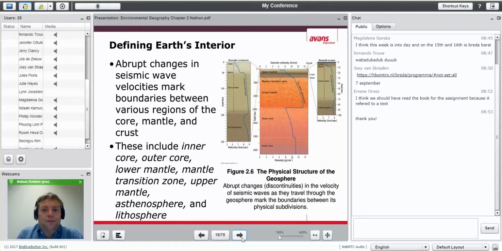Defining Earth's interior. Now we have a cross section, maybe to make it a little bit easier to see.